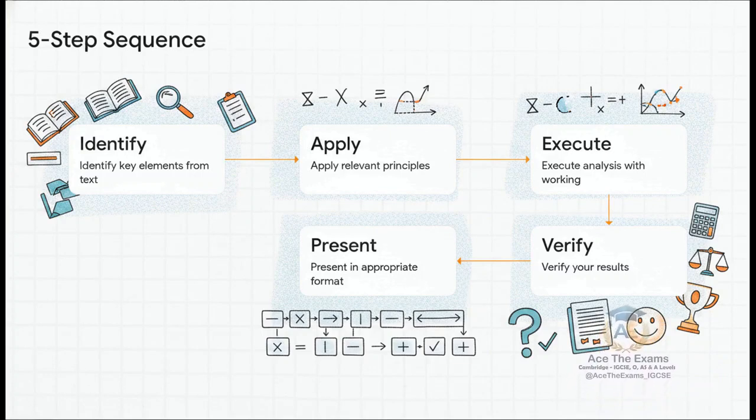Do not skip lines of algebra. I can't stress that enough. Step 4. Verify your results. Ask yourself, does the answer make logical sense within the given parameters of the question? And finally, step 5, present your findings in the correct format, using proper mathematical terminology and very clear annotation. If you follow this exact 5-step sequence, you are actively managing your examiner's psychology. You are making it incredibly easy for them to just check those boxes and give you full marks.